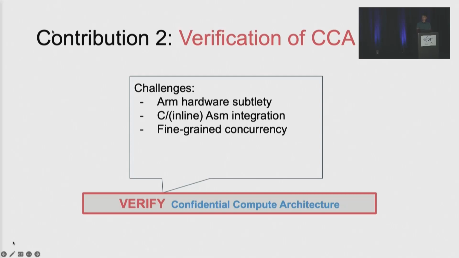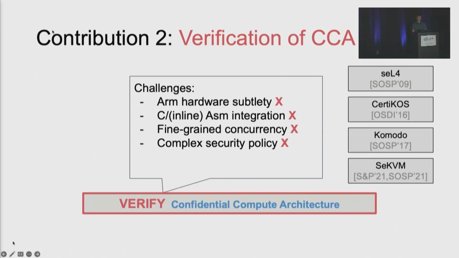Third, for better performance, the CCA implementation leveraged lots of fine-grained data structures and locks, and even lock-free data structures, which complicate the concurrent reasoning. Finally, CCA relies on the hypervisor to manage VM resources, but does not allow the hypervisor to access the VM's private data. How to define and prove the security policy is challenging. Although there are many existing verification frameworks and verified system software, none of them can address all the above challenges.